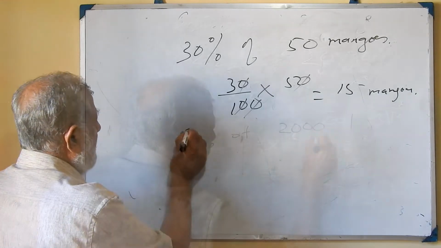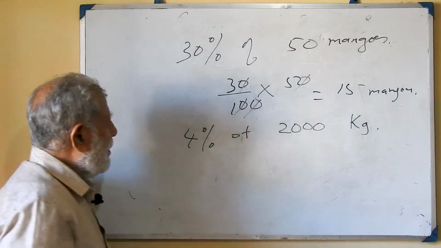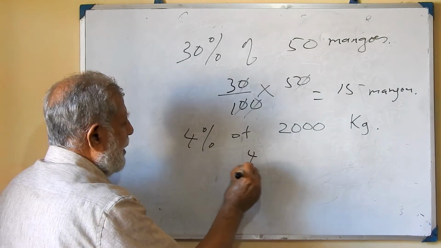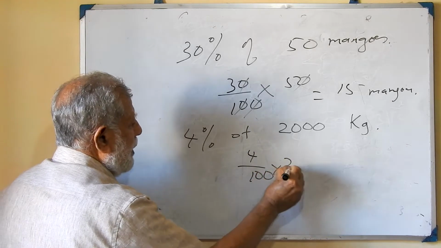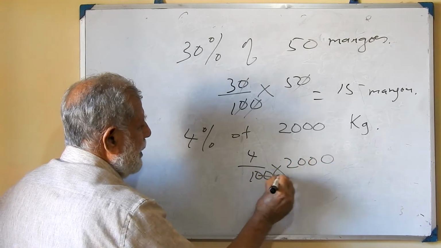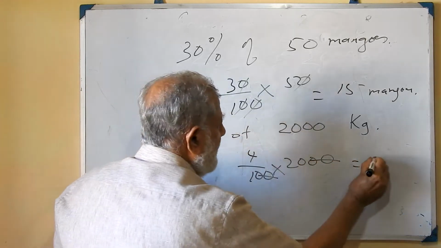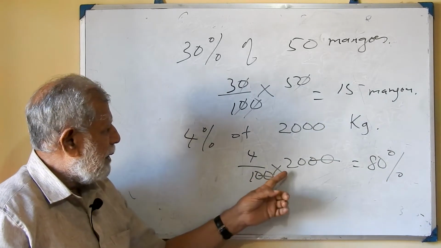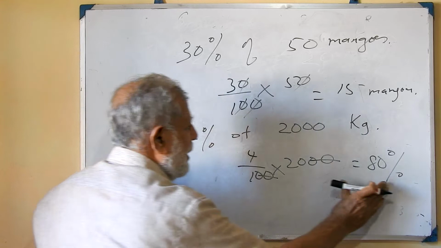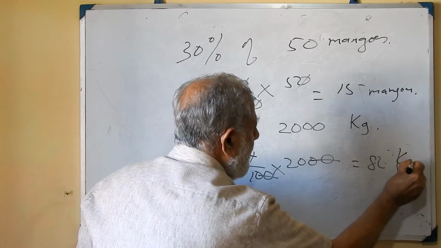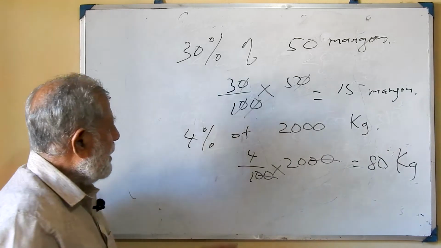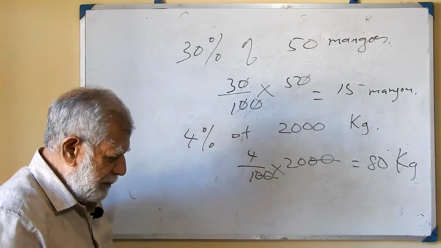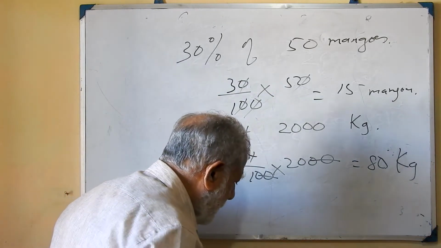We'll take another example. 4% of 2000 kilograms. So 4% means we can't separate that, 4 upon 100 always fixed, into 2000. So cancel 2 zeros, 2 zeros. 4 into 20, that is 80. So 4% of 2000 kilograms is 80 kilograms. 4% of 2000 kilograms is 4 upon 100 into 2000, that is equal to 80 kilograms. Okay, we'll take one more example.